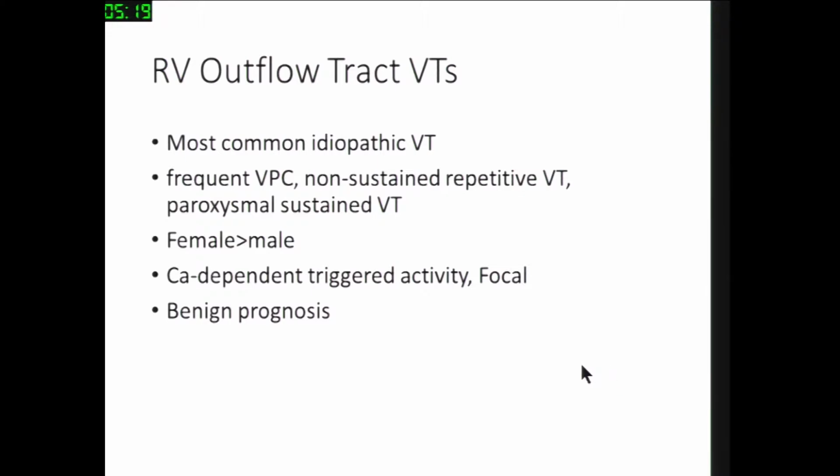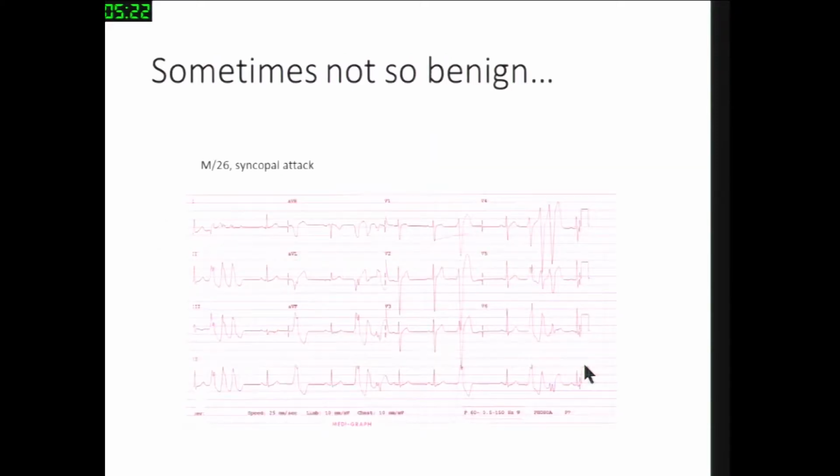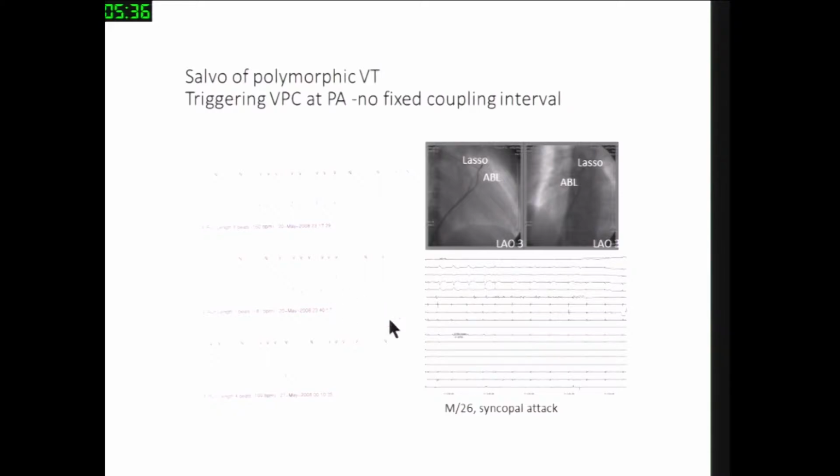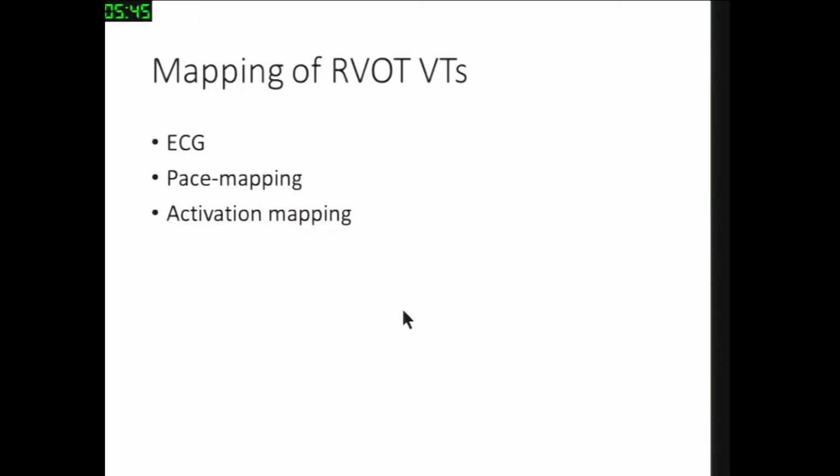It shows a benign prognosis, but sometimes it is not so benign. In one of my cases, a patient with syncope showed PVCs from the RVOT, but it degenerated to polymorphic VT many times. It could be ablated in the pulmonary artery above the pulmonary valve. After that, he had no VPCs. So mapping of RVOT VT is very challenging.